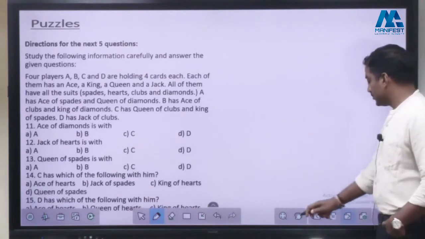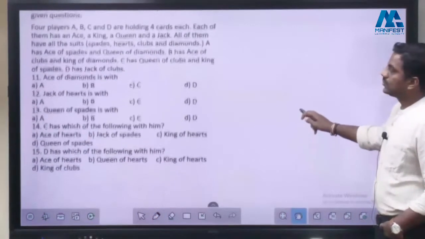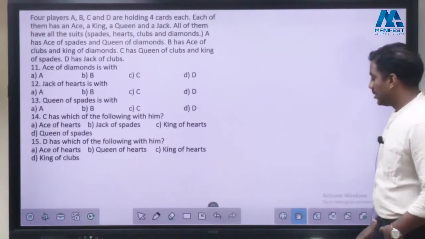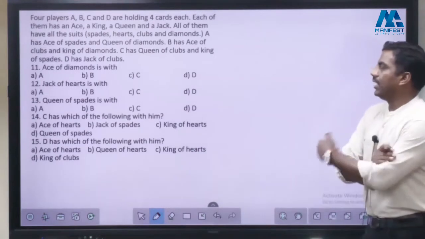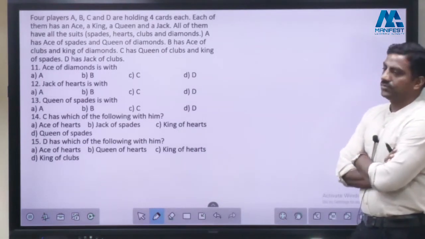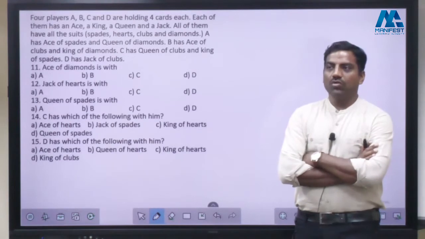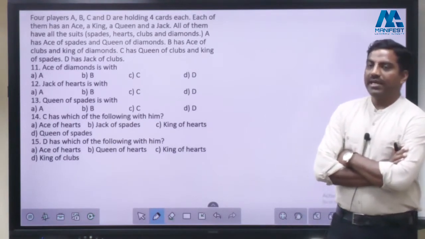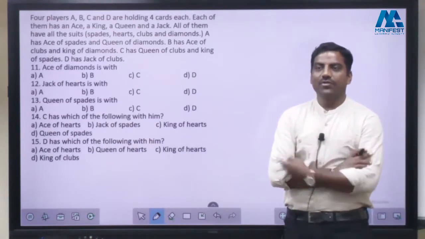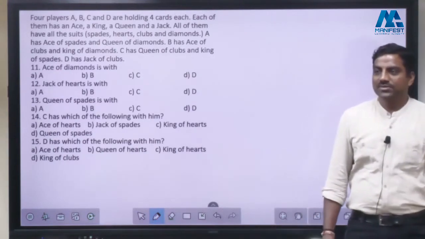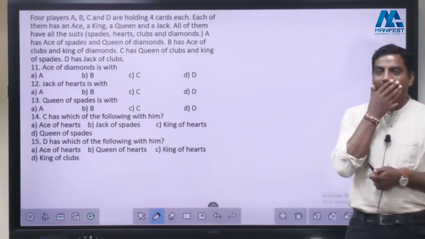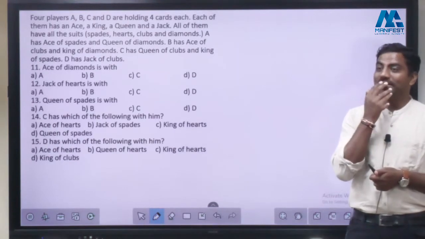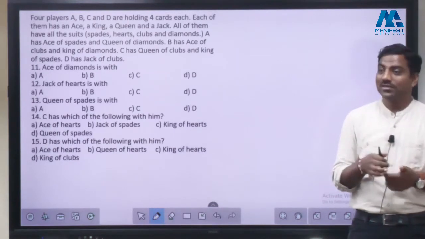Next. A, B, C, D are holding 4 cards each. See, now people are expecting you to know the playing cards also. How many of you know playing cards? It is not a social taboo, okay? I also play cards. Seriously? Or you are showing a different face to me?